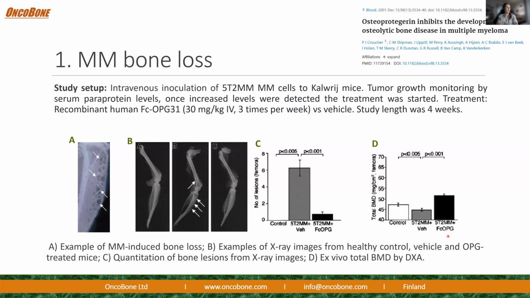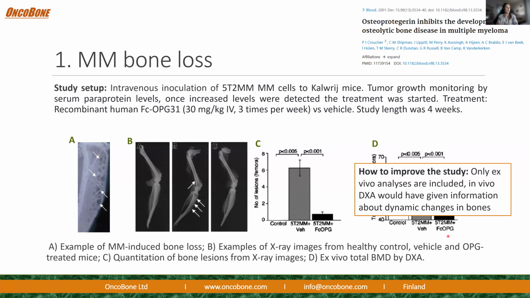So my suggestion for the study would be to include also in vivo analysis, because the one they present in this paper includes only ex vivo analysis of one specific bone. It would have been really nice to see if the changes are also observed in vivo, and to give a sense of the dynamics of how this increased bone mineral density in the OPG-treated mice develops. That would be possible to do with the DEXA method that we have been discussing today.